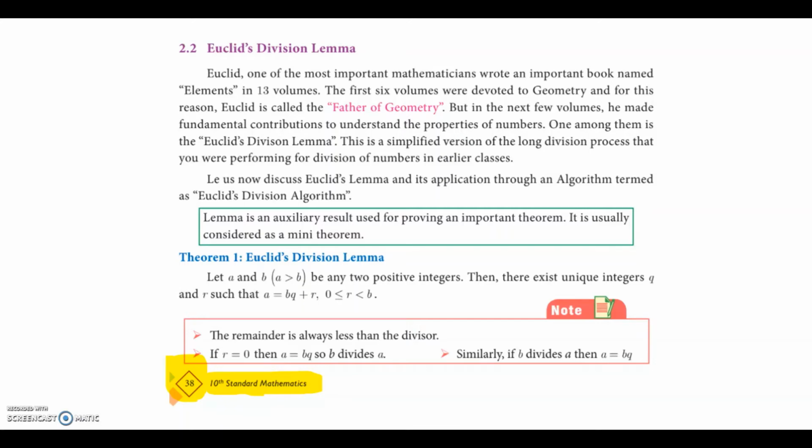Hello everyone. In this video we will see Theorem 1, Euclid's division lemma, from page 38 in the 10th standard mathematics book of Samacheer Kalvi. Now this is the theorem, but before we go into the theorem I want to give you an illustration and explain this theorem to you.